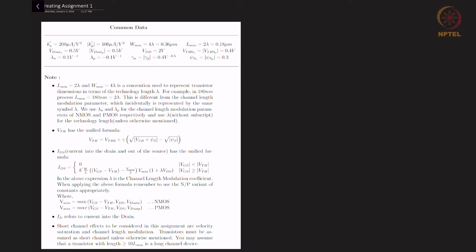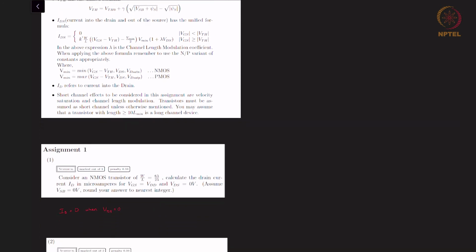So over here we have the assignment common data and the opening node, which gives the unified VTH equation and the unified current model for NMOS and PMOS, right? So the idea will be that all the questions relate to some drain current calculation for NMOS. I will go over each of them. I encourage you to pause and calculate the value yourself and check against the calculated value.